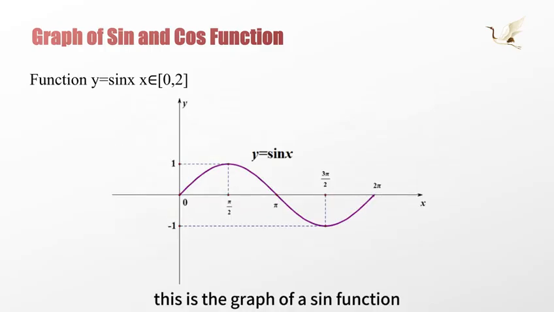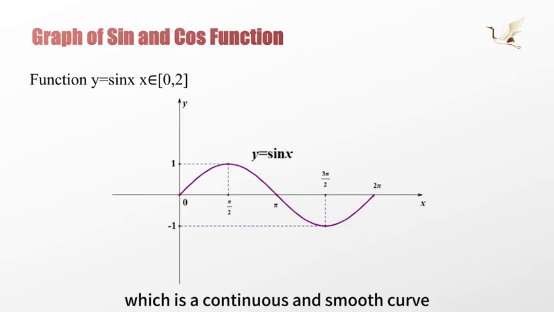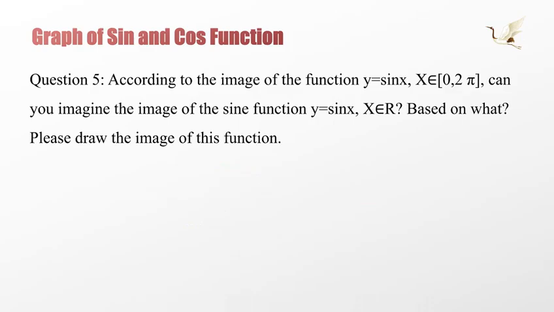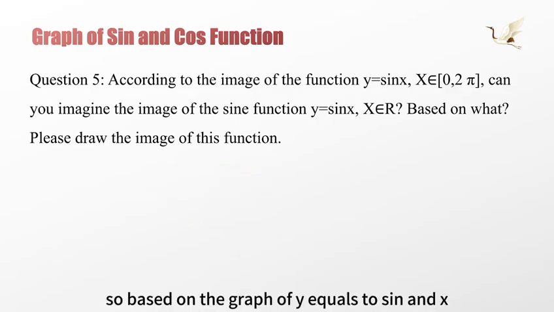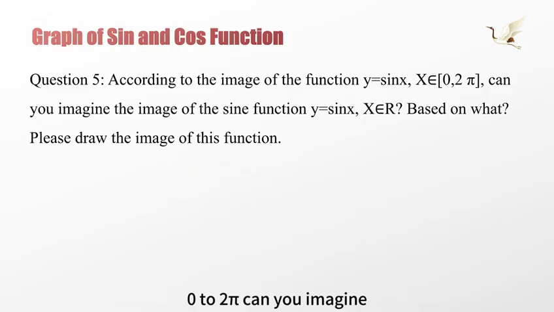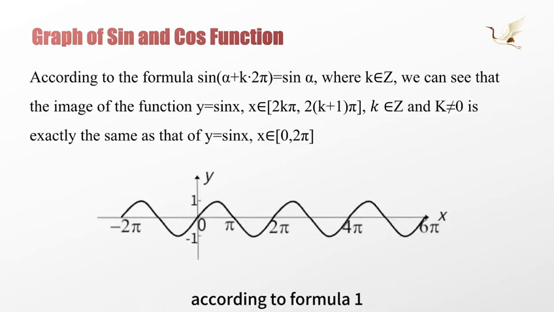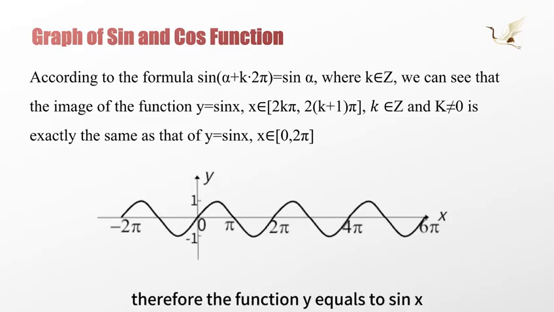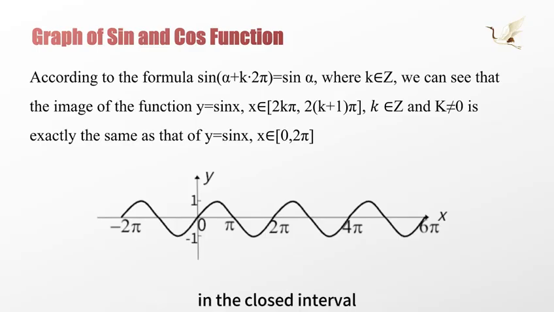This is the graph of the sine function in the closed interval 0 to 2 pi, which is a continuous and smooth curve. So, based on the graph of y equals sine x in the closed interval 0 to 2 pi, can you imagine the graph of this function in the domain R? What is your basis? Please draw a graph of the function. According to Formula 1, we know that sine of alpha plus 2k pi is equal to sine alpha, where k is an integer. Therefore, for the function y equals sine x in every closed interval such as 2k pi to 2(k+1) pi, where k is a non-zero integer, its graph should be exactly the same in shape as the sine function in the closed interval 0 to 2 pi.